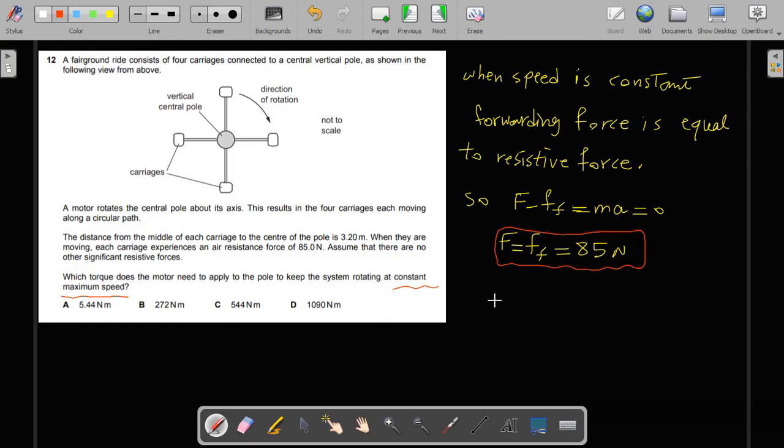Now, what is torque for this question? We know that there are 2 rods. For one of them, I can write F times distance between 2 parallel forces, which is 6.40, plus for another rod also F times 6.40. This is a torque for each rod. So F is 85, as we got from above explanation, times 6.40 plus 85 times 6.40.